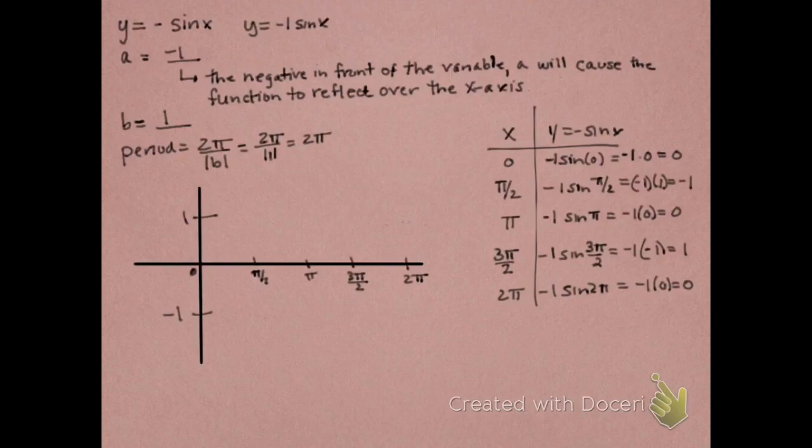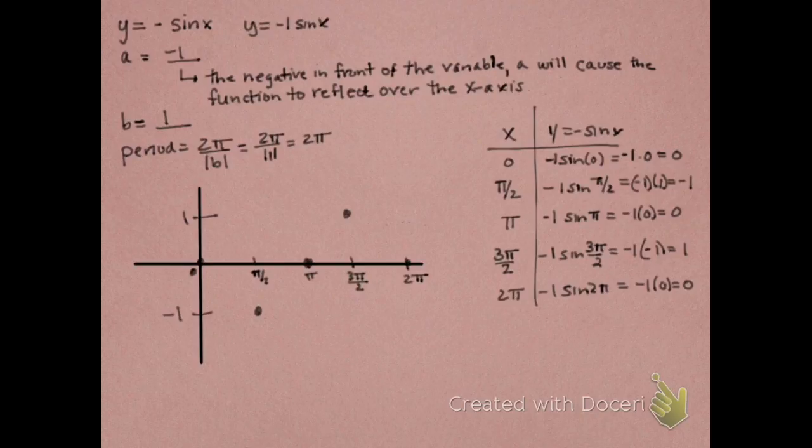So I have a point at 0, 0. And I have a point at pi over 2, negative 1. All right, I have a point at pi, 0. And I have a point at 3 pi over 2, positive 1. And then I have a point at 2 pi, 0.